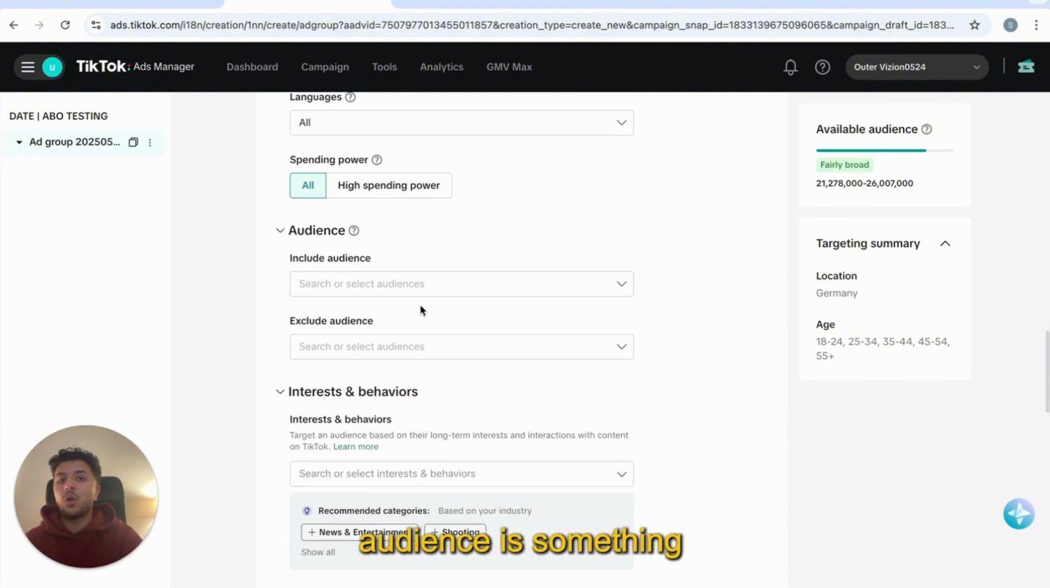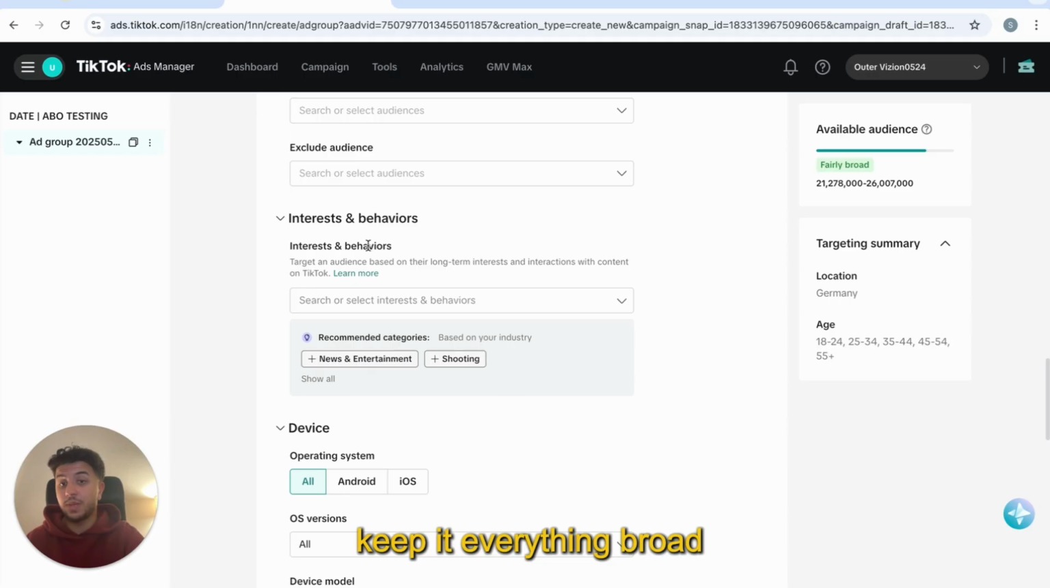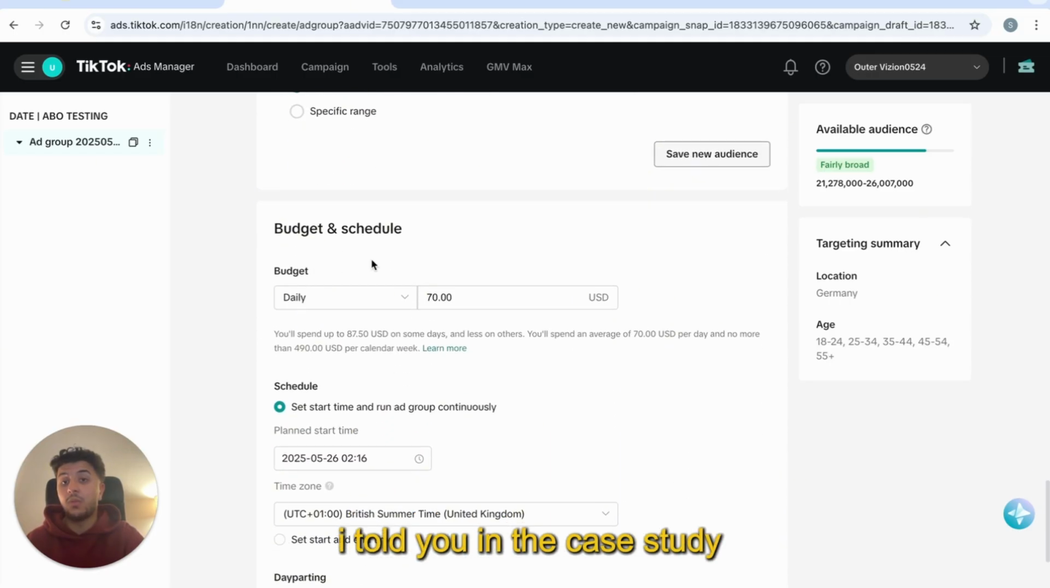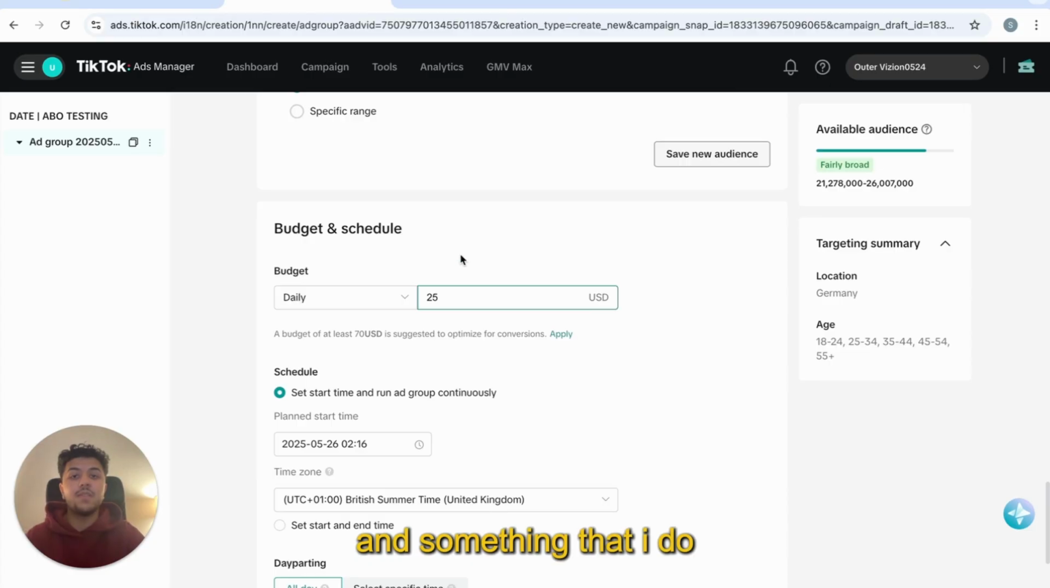Now when it comes to audiences, when you save an audience, it's not for you now. And also with interest, we keep everything broad. And now with the budget, as I told you in the case study, you just press on 25.